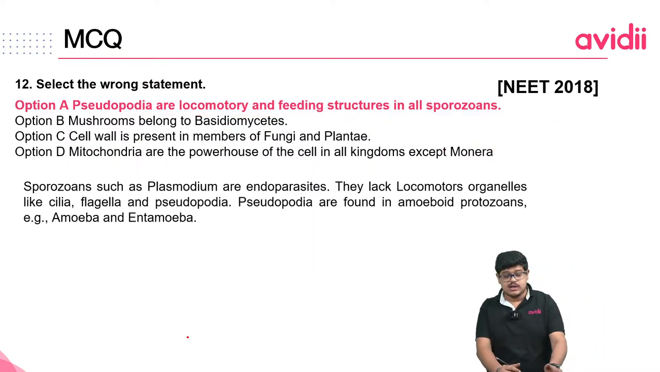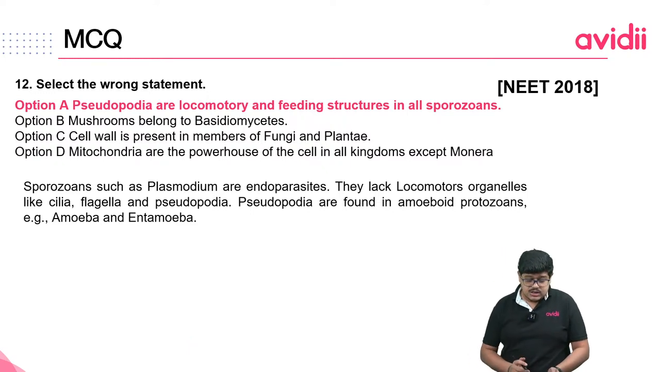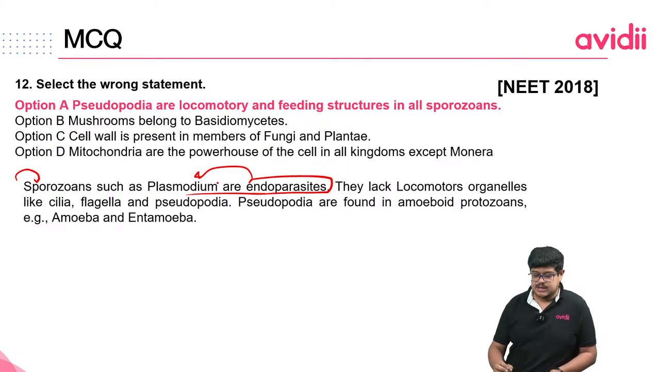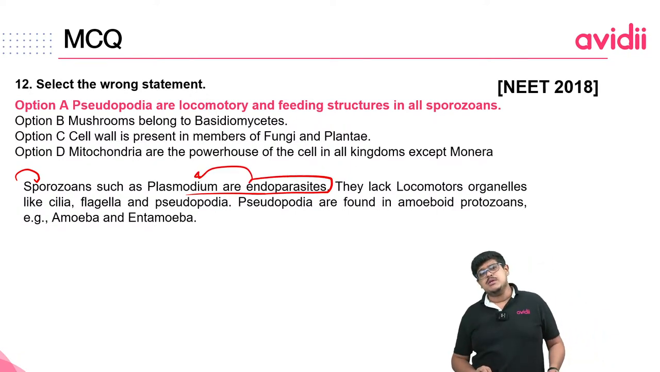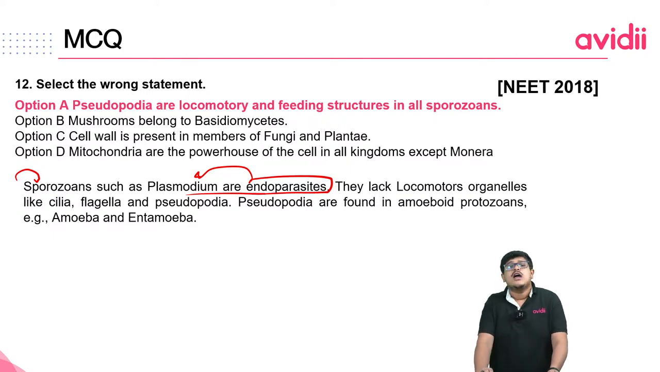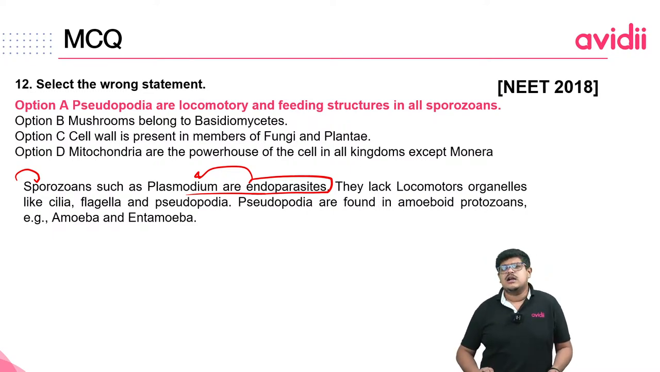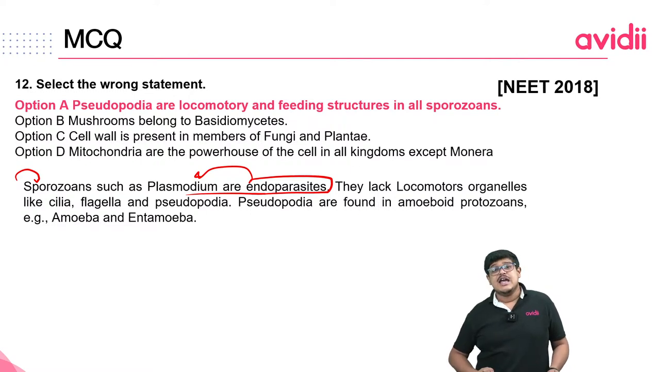No, pseudopodia are neither the locomotory nor the feeding structure, because sporozoans, if we observe, are mostly endoparasites. If we take the example of Plasmodium, we know that Plasmodium is a protozoan that undergoes multiple fission, and ultimately this multiple fission makes Plasmodium more pathogenic by its different strains, like Plasmodium falciparum, Plasmodium malariae, Plasmodium ovale. These all create the disease malaria. There are different phases inside our body, the trophozoite and sporozoite phases, and this disease is endoparasitic, that it will enter inside our body and stay within our body and infect us from within.